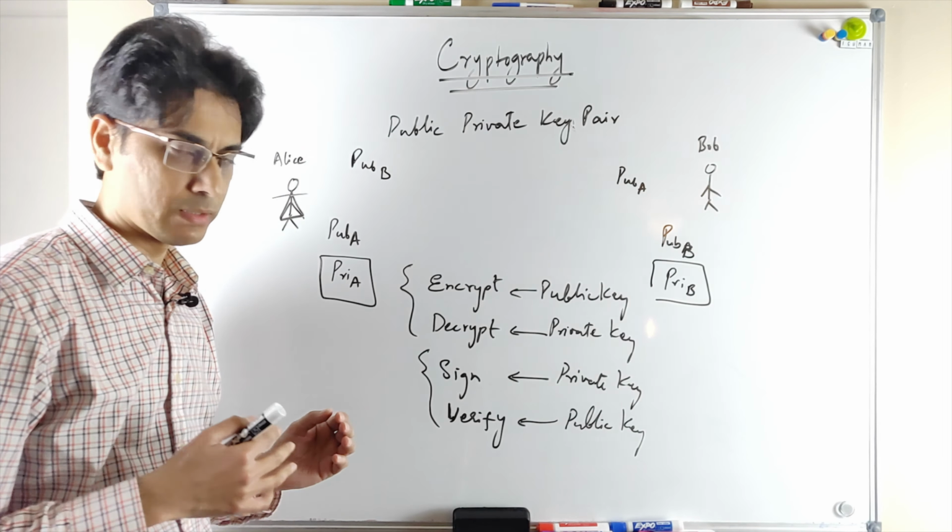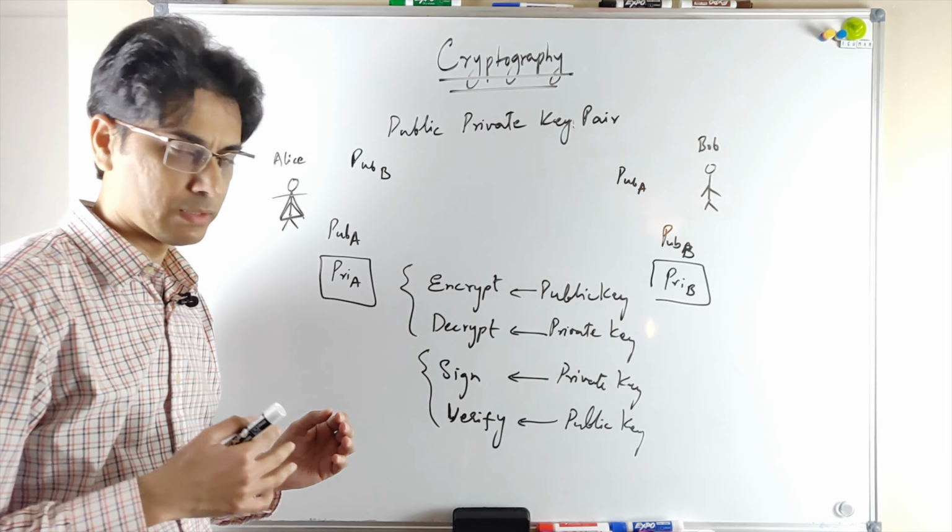Let's see it again one more time. Let's say Alice wants to send a message to Bob and tell Bob that the message is from Alice. She will use the message and her private key, and sign the message with the private key to generate a signature. This signature will be a hash. It could be a 128-bit, 192-bit, or 256-bit hash. Then Alice will send this message along with this signature to Bob.